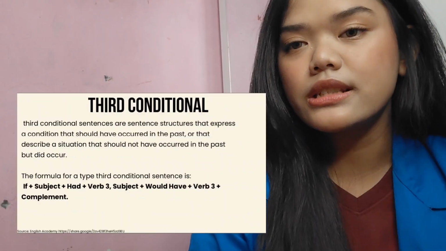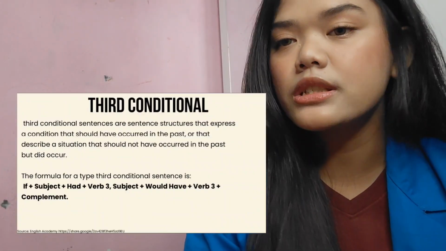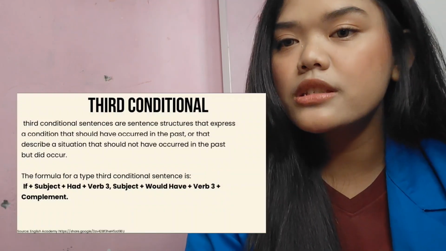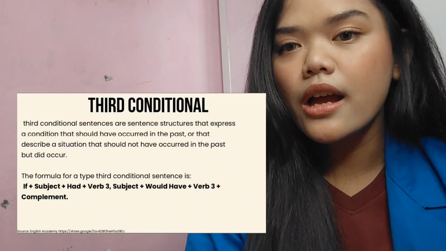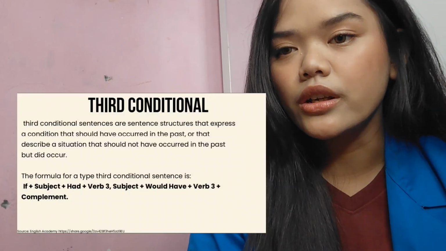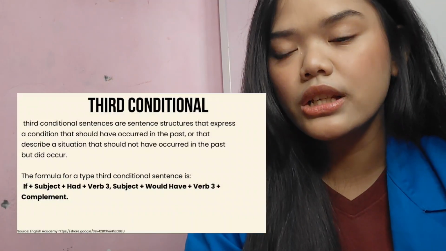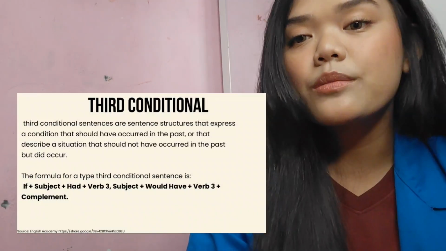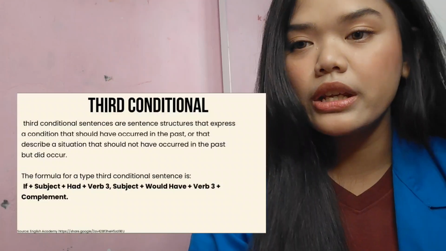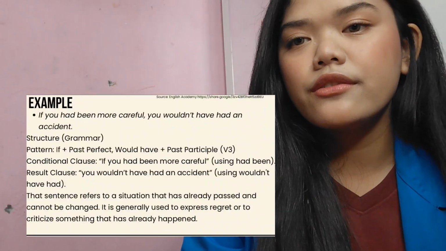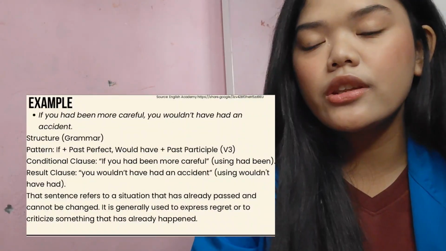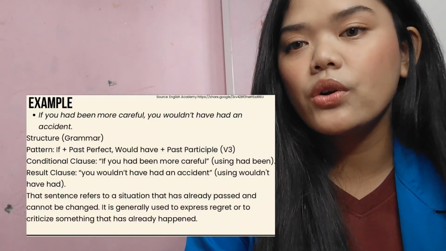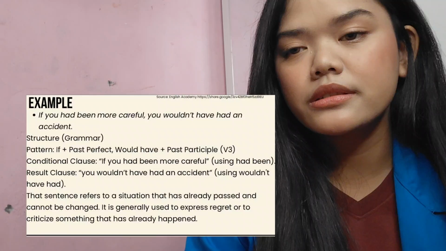Next is the third conditional, a sentence structure that expresses a condition that should have occurred in the past, or that describes a situation that should not have occurred in the past but did occur. The formula for the third conditional is if plus subject plus had plus verb 3, or subject plus would have plus verb 3 plus complement. Example: if you had been more careful, you would not have had an accident. Pattern: if plus past perfect, or would have plus past participle.